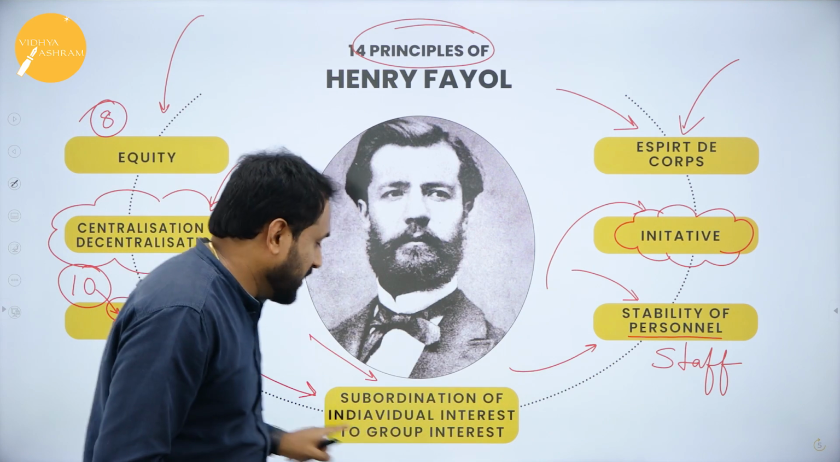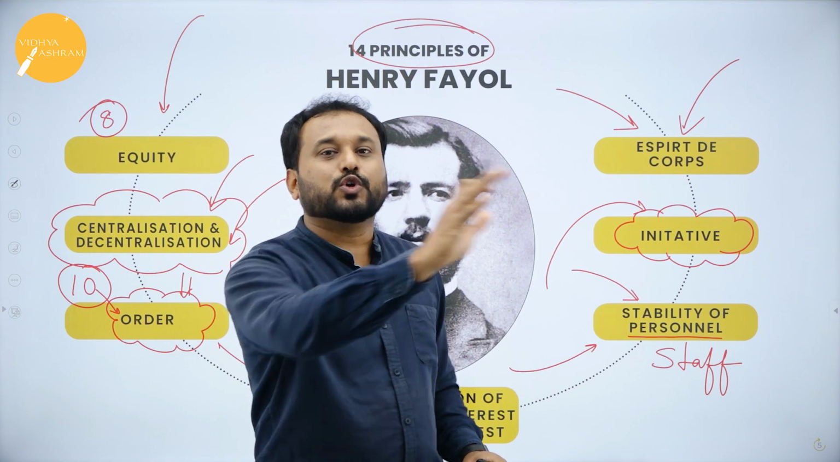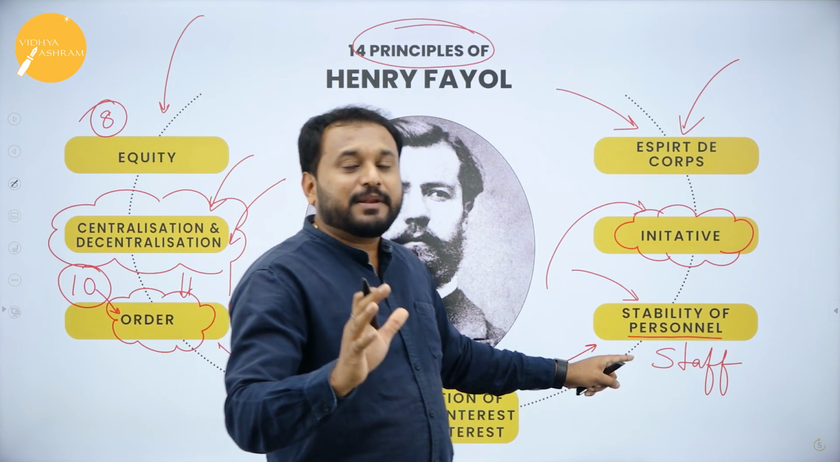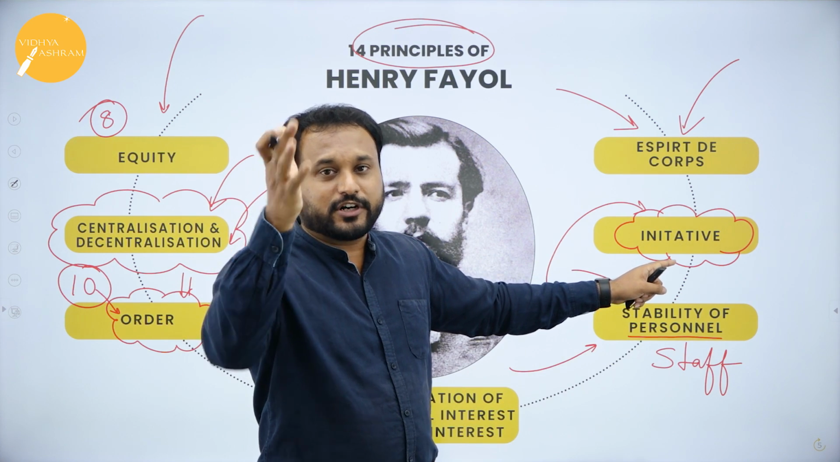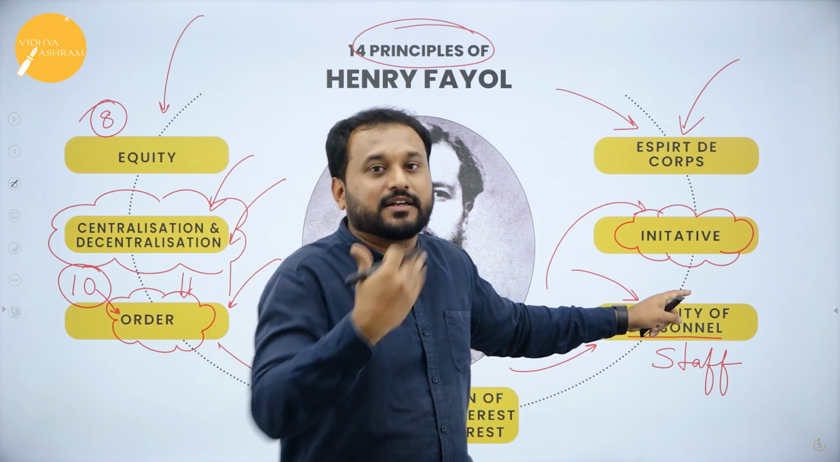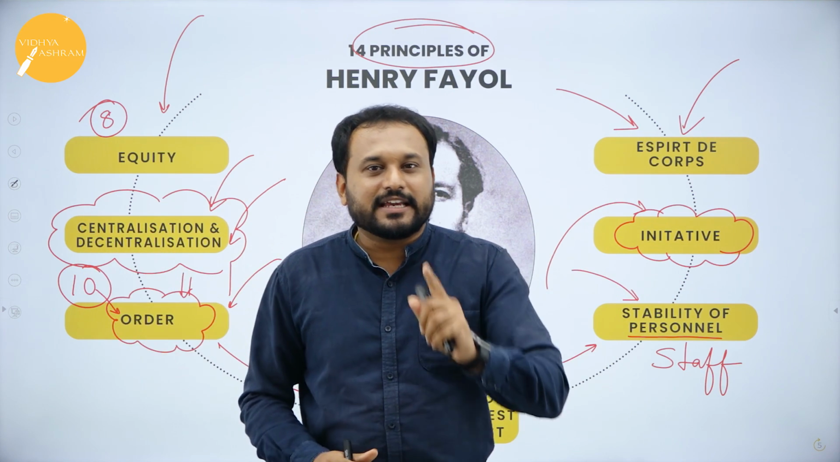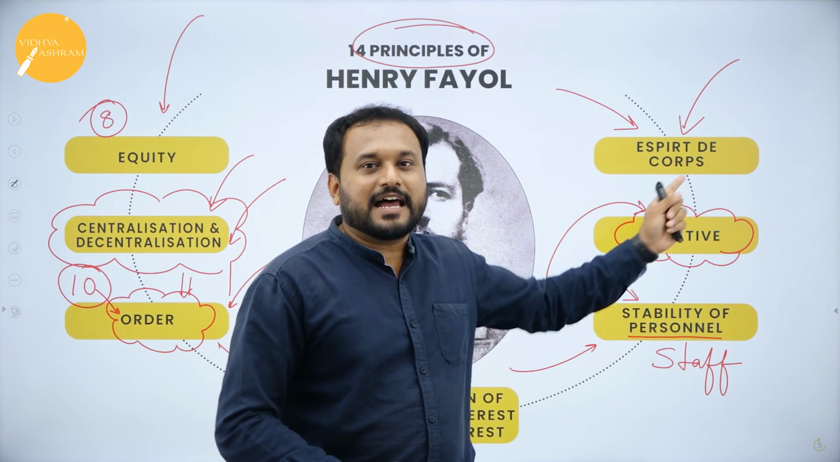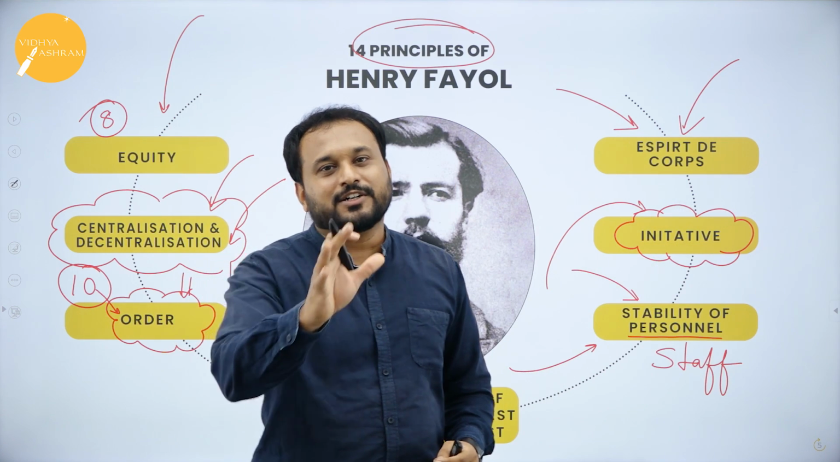The 11th one here, subordination of individual interest to group interest, followed by stability of personnel, and then you have initiative. I for initiative. I need to take initiative. And the last one is, Henry Fayol is a Frenchman, that's why the last word is Esprit de Corps. You need to work together.